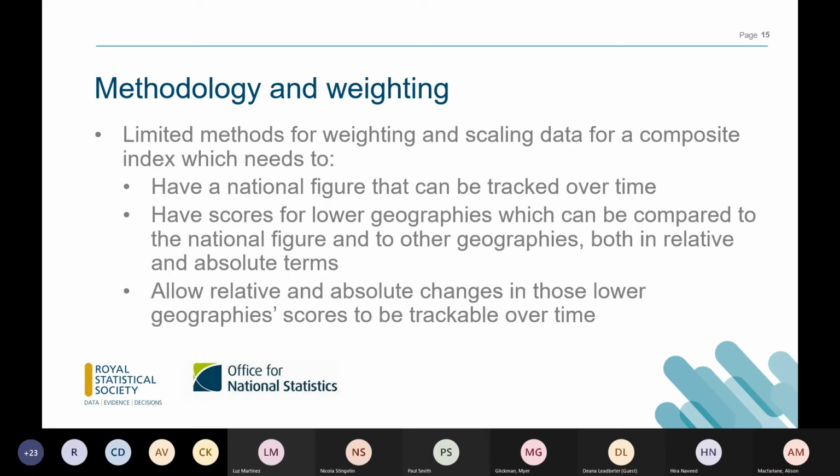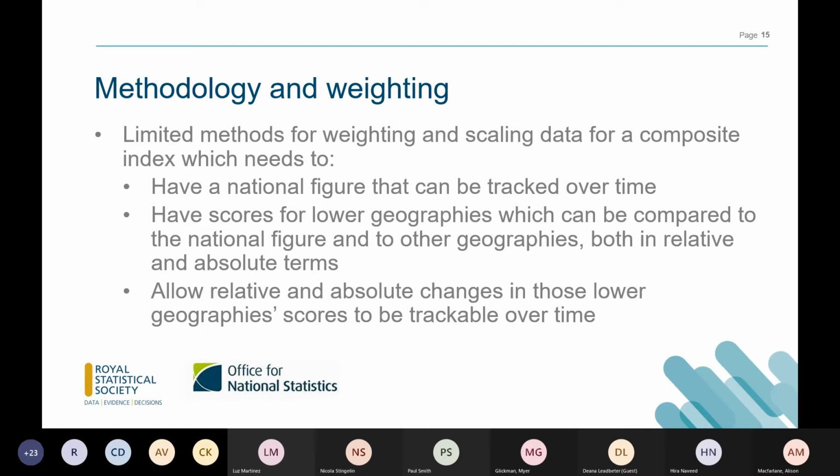For actually combining these indicators into an index, there were certain things that we needed to be able to do. One was have a national figure that could be tracked over time, so we could understand relative and absolute changes in the score. Similarly, we wanted to understand relative and absolute differences between different geographies, and then we wanted to understand for those geographies over time as well. Another index which many people are familiar with is the index of multiple deprivation. This gives each local authority a score, but this is based on their ranking.